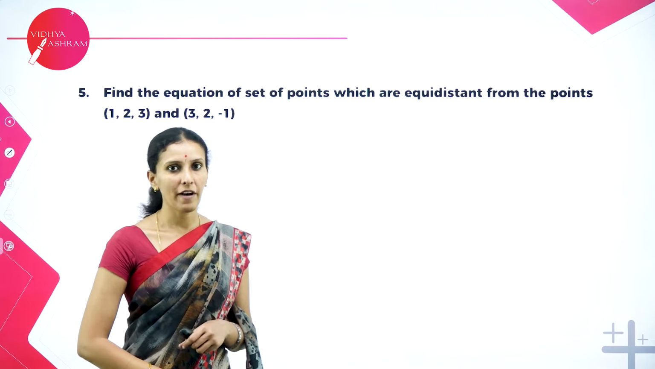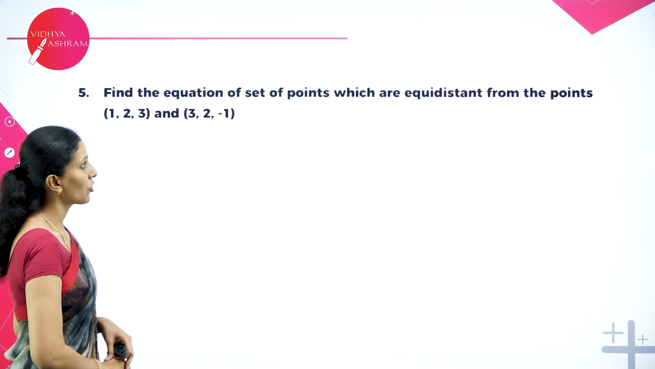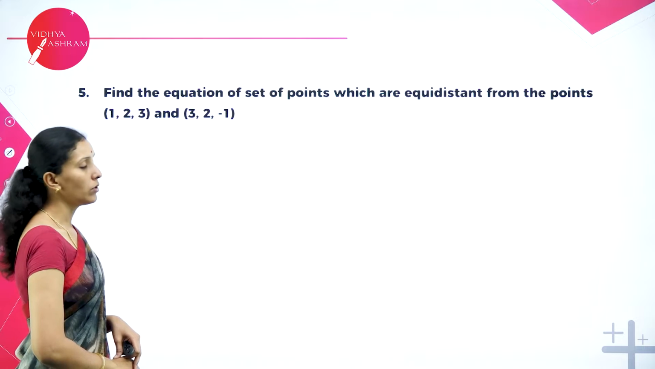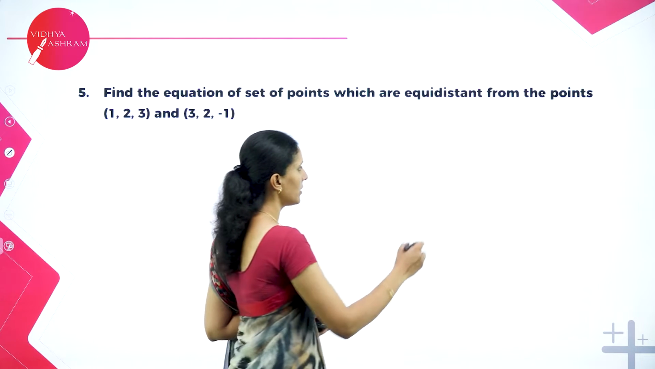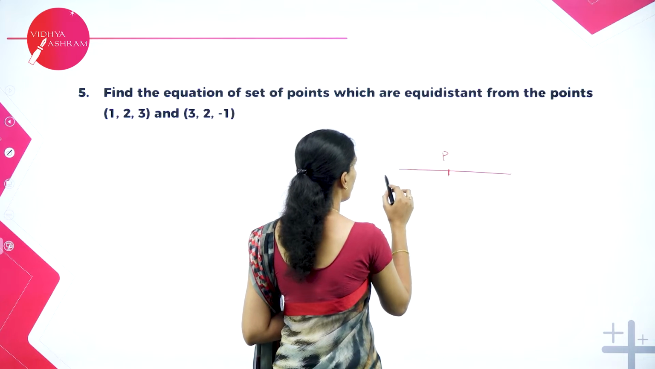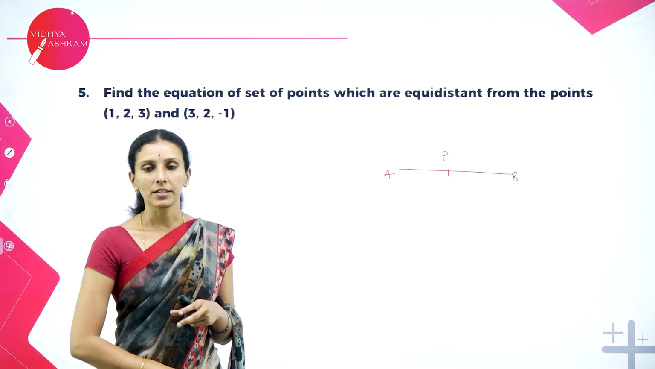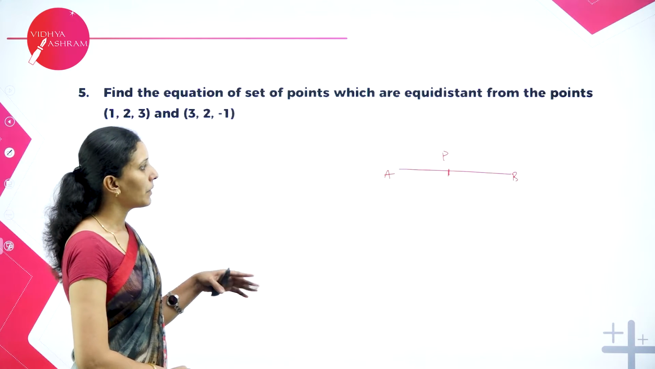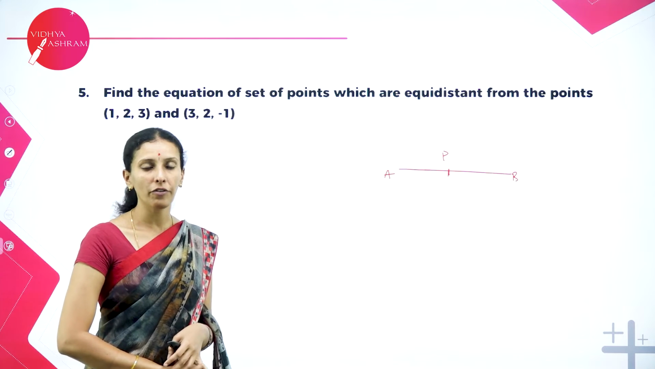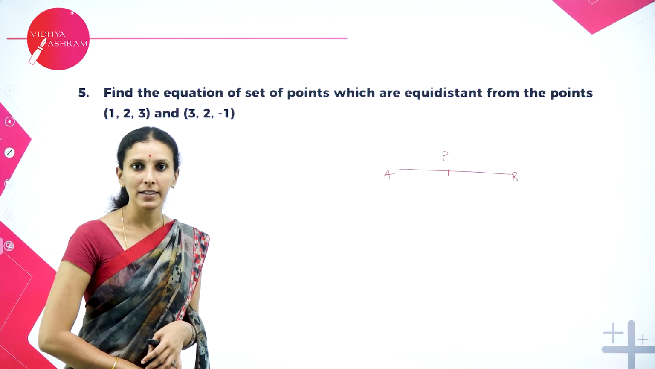Next, question number 5. Find the equation of the set of points which are equidistant from the points (1, 2, 3) and (3, 2, minus 1). We have a point P which is equidistant from the points A and B. Equidistant means it can be a midpoint or it may be any point which is at equal distance from A and B. So what I can write here is AP is equal to PB.